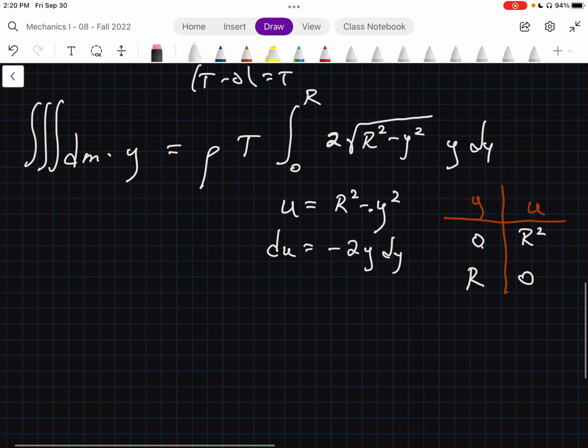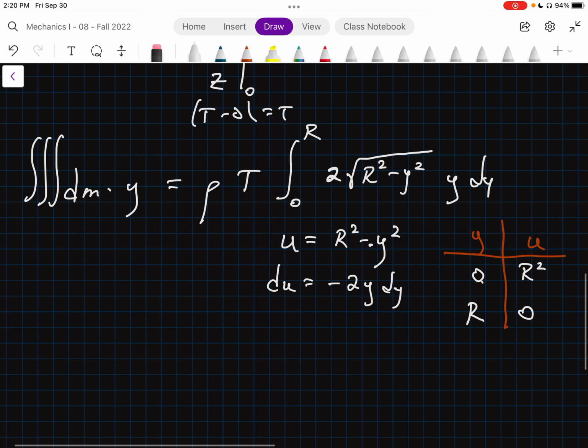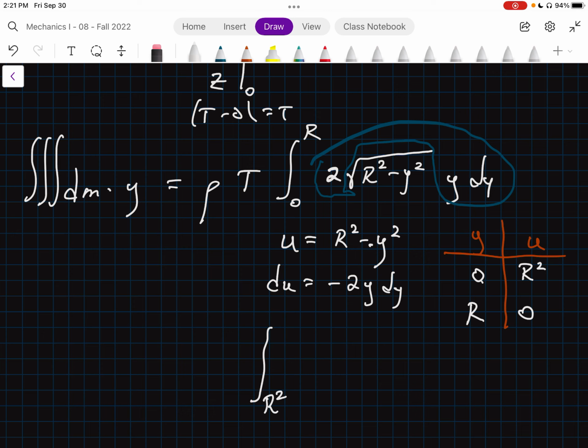Okay, so when I do that then, let's just look again how this all works out, right? Because 2y dy is my du term, and then I have basically the square root of u left. So when I swap my variables, I'm going to go from r squared to 0, and then I have the square root of u du.